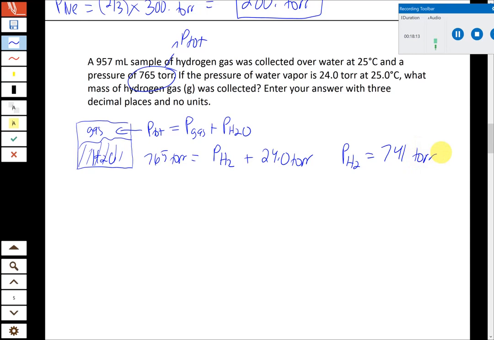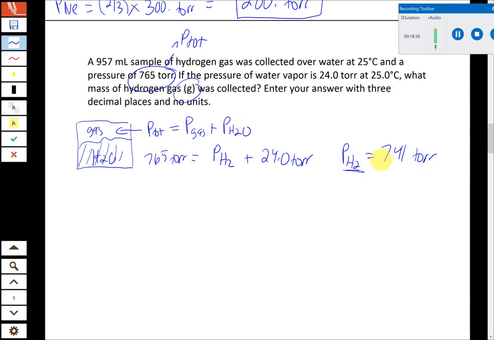Okay? So when we want to figure out how much of just the gas we have, in this case we're looking for the mass at the end of the day, we want just the pressure of that gas. And the pressure that we're given in the problem, which is the pressure that's surrounding the vessel that you're collecting it in, that total pressure is again going to be equal to the sum of the gas pressure and the water vapor pressure.